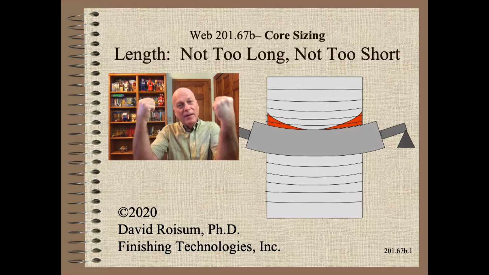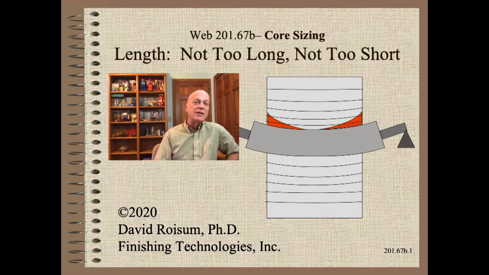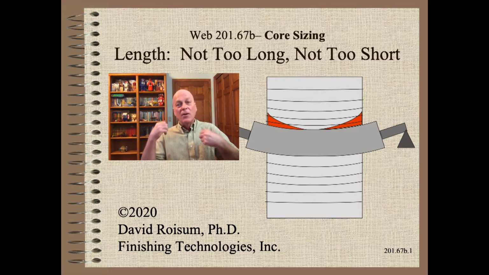I am super excited to continue this new mini-series on core sizing. In this clip, we discuss length. If cores are too short, we can have functional as well as cosmetic problems with our wound rolls. If the cores are too long, we can have even more serious problems. Please see the previous clip which discusses optimization because we will be building on those concepts here. I know your time is precious, so let's get started.